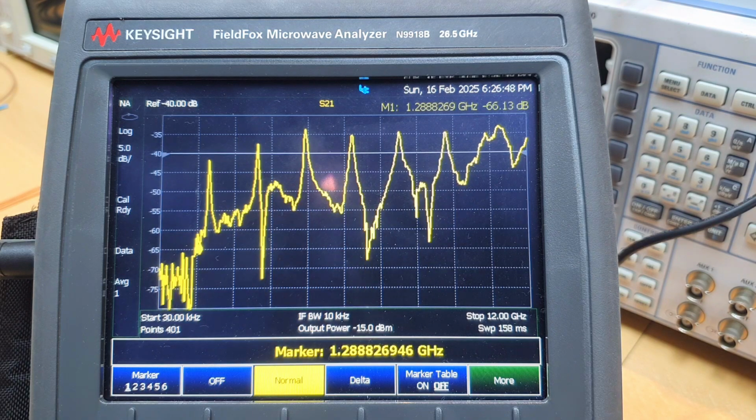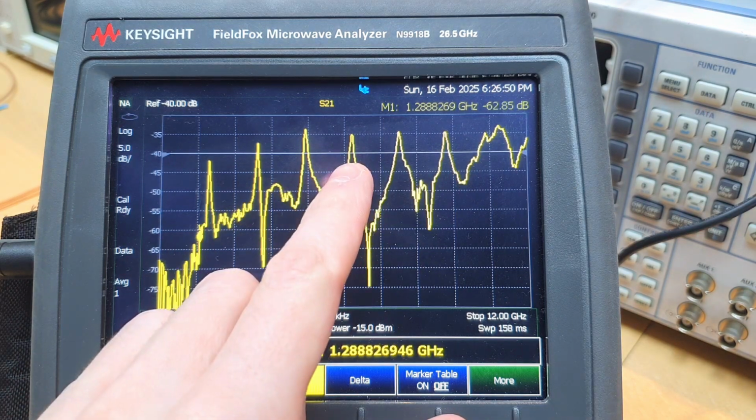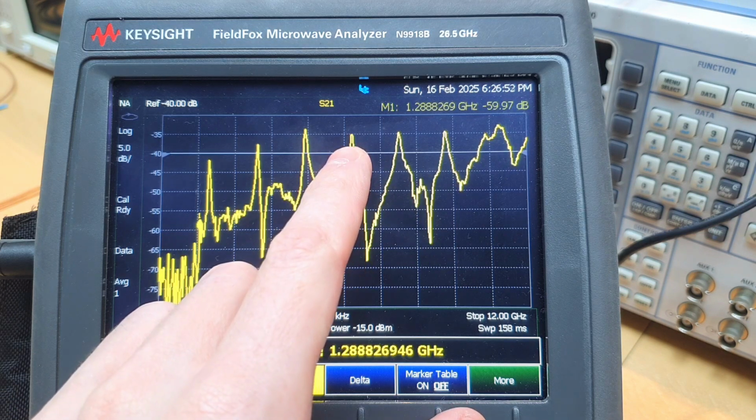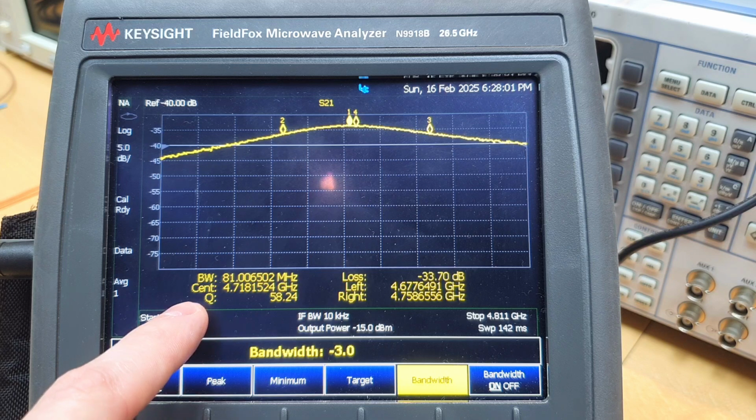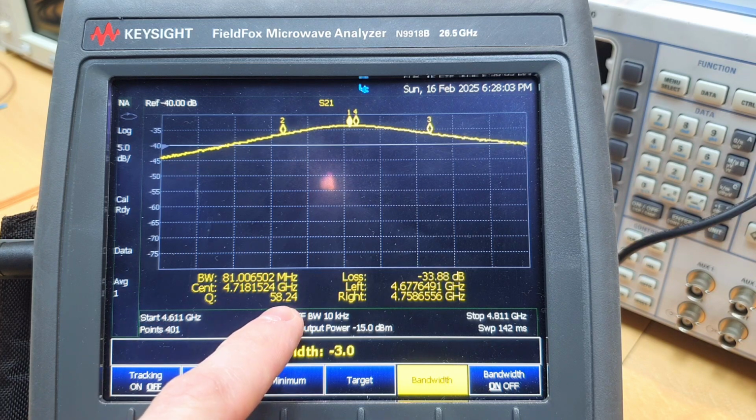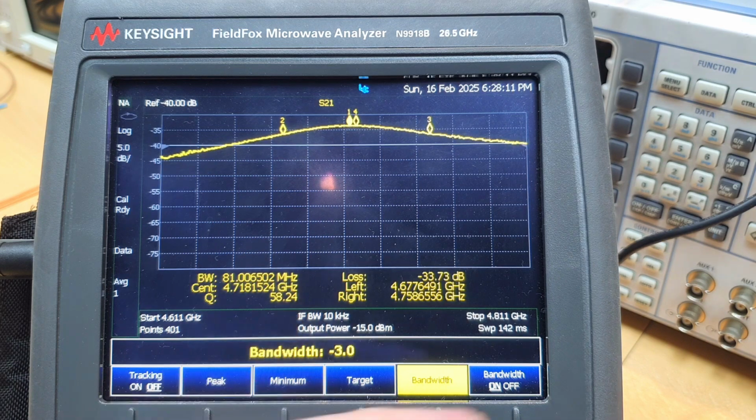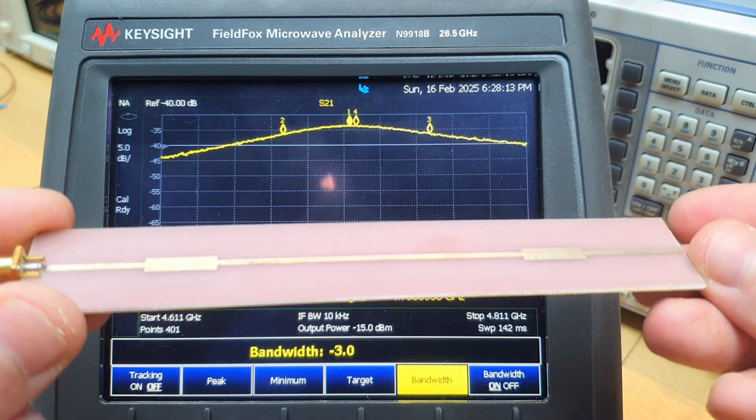And we can even calculate the Q factor of a resonance by measuring its bandwidth. The reciprocal of the Q factor is the loss tangent. If you back calculate the loss tangent here, you're going to see that we get 0.02. That's more or less what is expected for FR4 material.